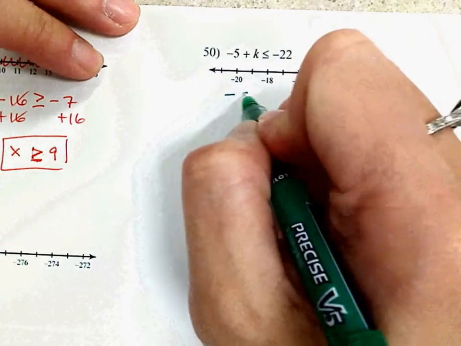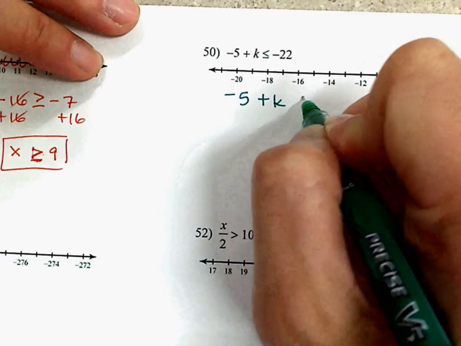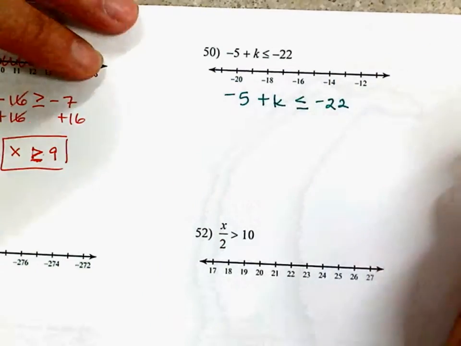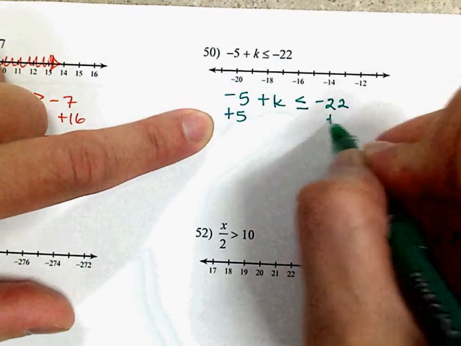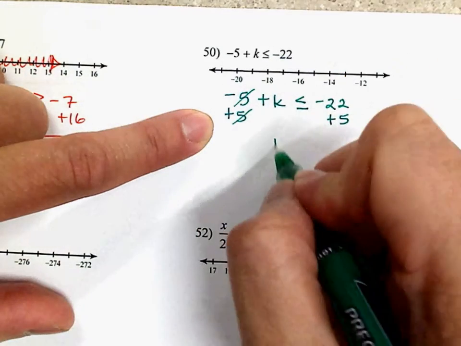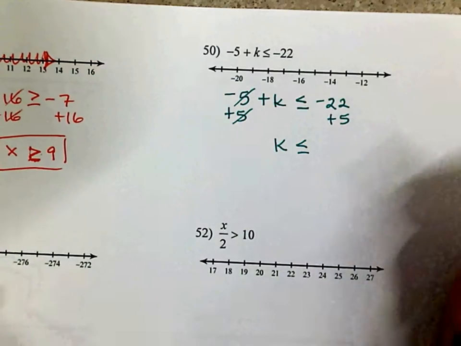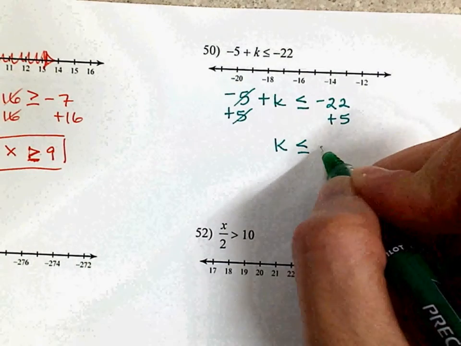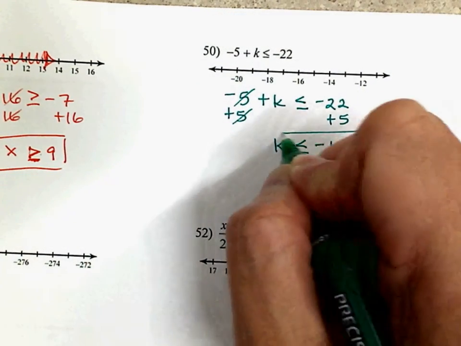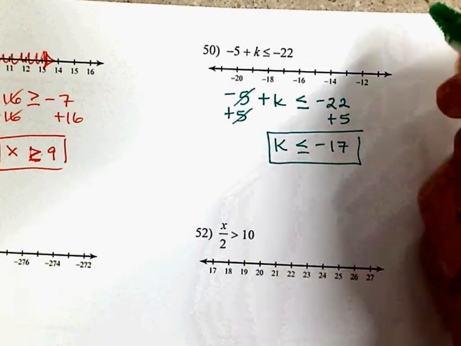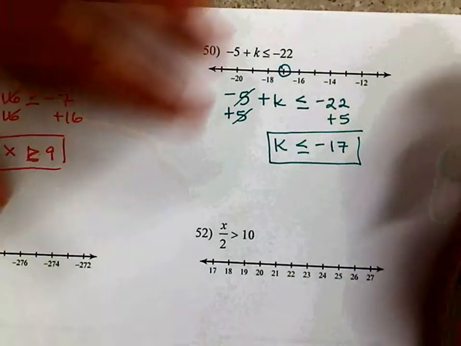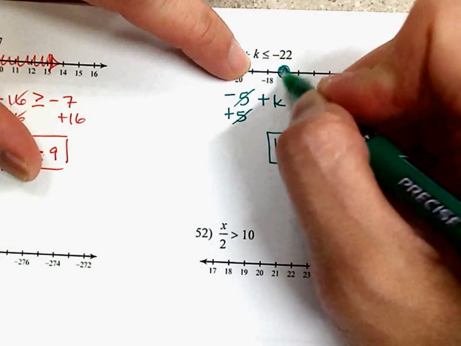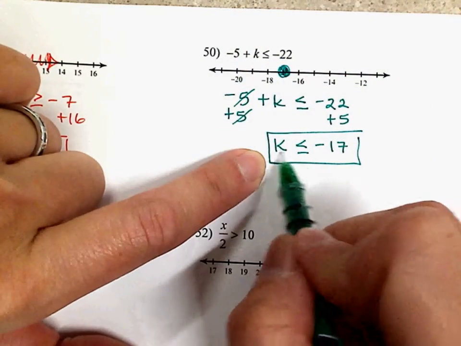Number 50. Okay. Negative 5 plus k is less than or equal to negative 22. How do we do this one? Plus 5. Plus 5. Oh, you are so good. K is less than or equal to 17. Good girl. All right. Open or close? Close. Very good. Now, Brian, read. K is what?